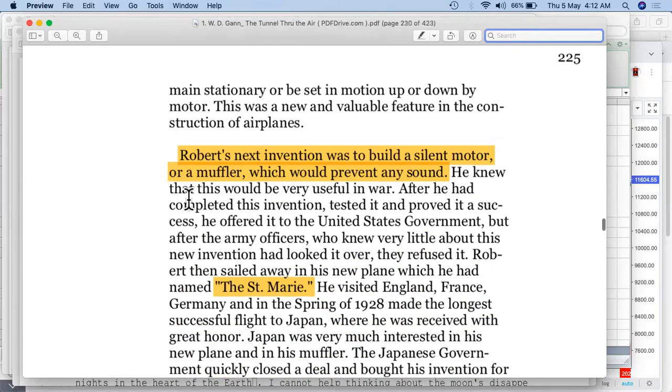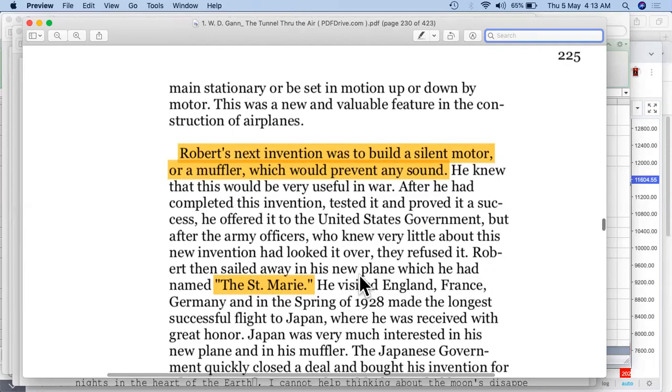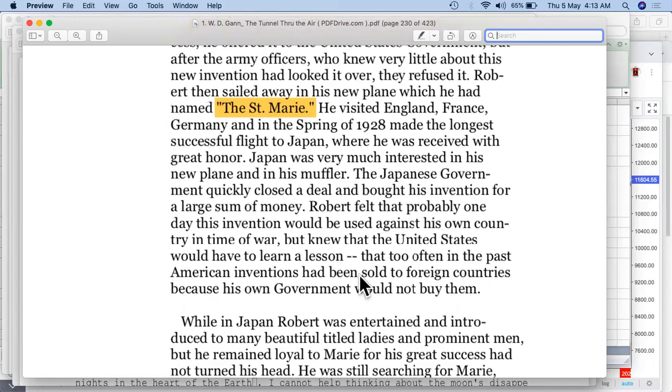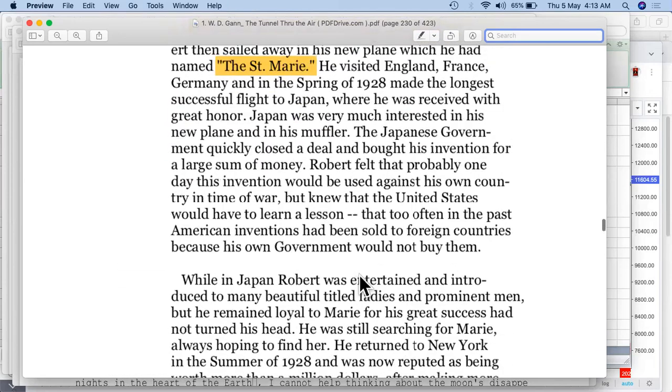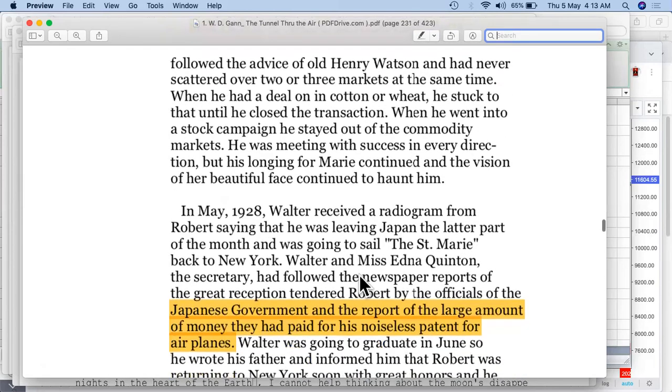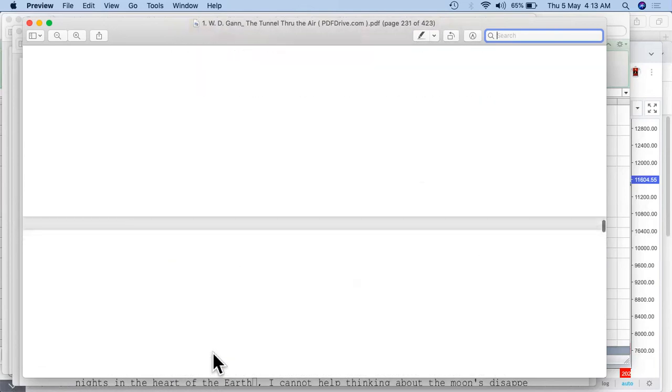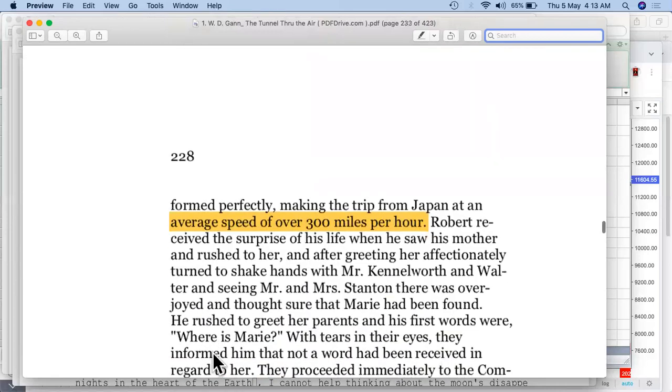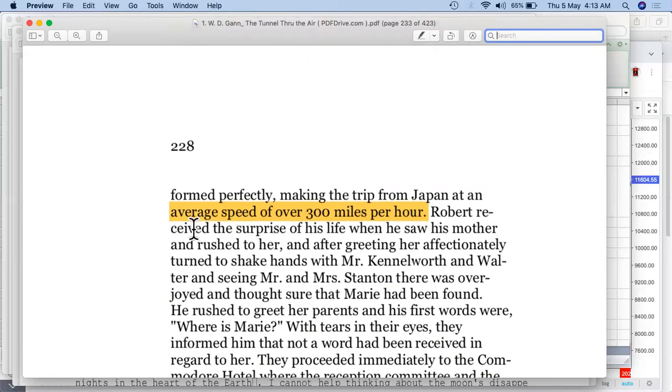So first of all was the plane. After that, his new invention was to have built a silent motor or a muffler. He named it the Saint Mary, and he probably tried to sell it to the Defense Department of America, but those people didn't agree, and ultimately he did sell it to the Japanese government. The Japanese government and the report of the large amount of money they had paid for his noiseless patent for airplanes. So this was there.